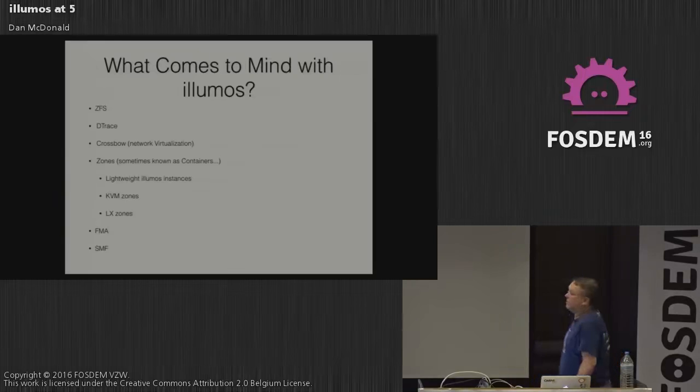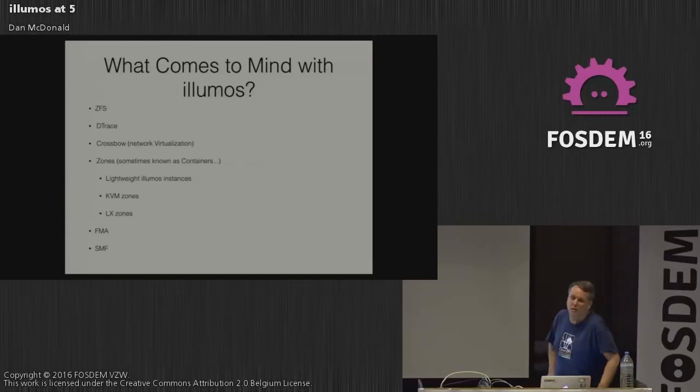You can get them as lightweight Illumos instances. You can get them as KVM zones, where the zone itself just runs KVM. And new from Joyent in their SmartOS is LX zones, where it's a native zone that has enough emulation in it to run a good chunk of Linux binaries.